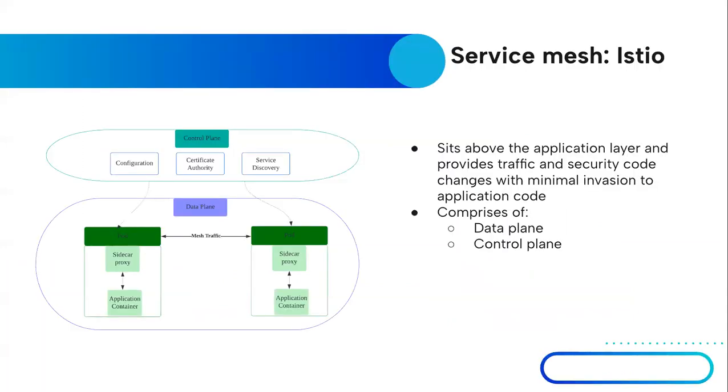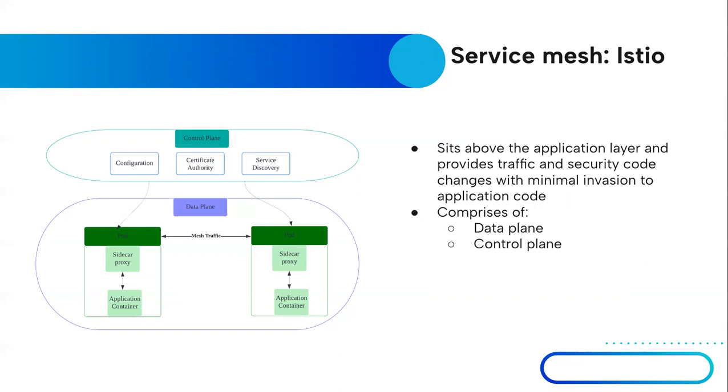Moving to implementation, the Istio Service Mesh is used as the main service implementation. The Istio Service Mesh sits above the application level and it provides traffic and security features with minimal invasion to application code.